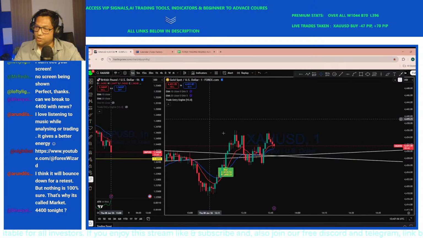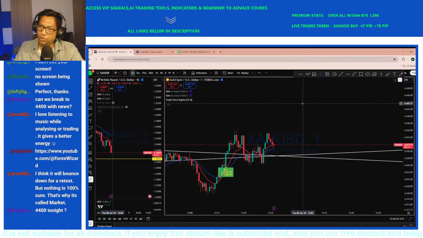So the first trade that was generated by the engine is still there. We could see the market eventually bounce off that level again.